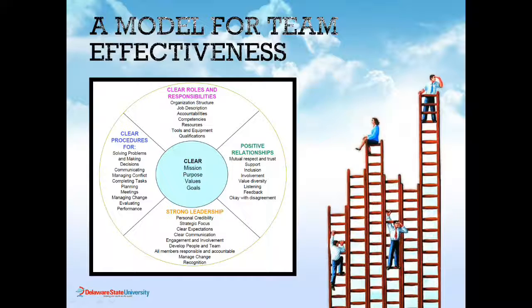The roles, these are the parts that each member plays in achieving the team goals. And you have to have clear roles and responsibilities. People need to know their job description and understand it. There needs to be a level of accountability. And each team member must have a level of qualification and competencies in order to be able to do the job.